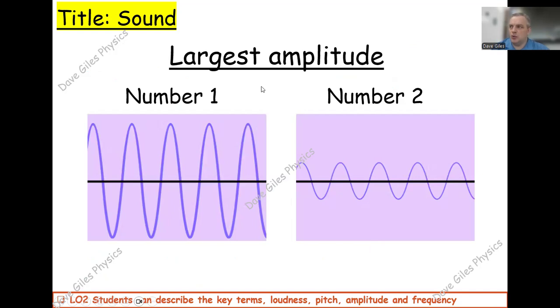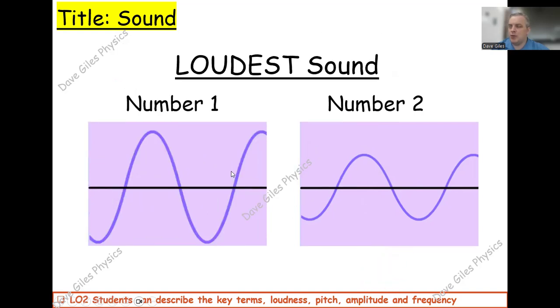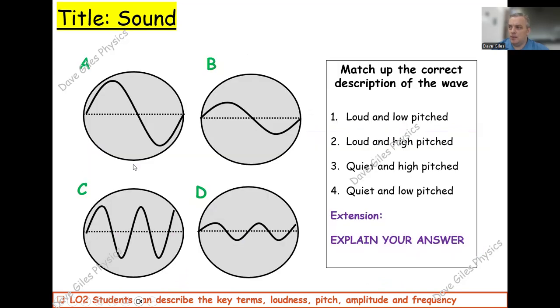So, very quick questions, one or the other. Largest amplitude, that is 1. Largest wavelength, that is 2. Loudest sound, it's the one with the biggest amplitude, so that is 1. The highest pitch, the highest frequency, so the most waves per second, so that would be 1.